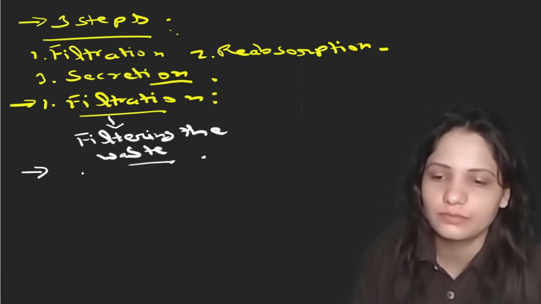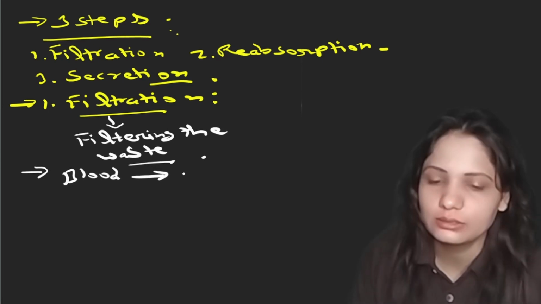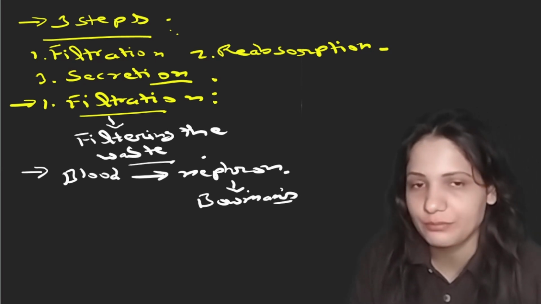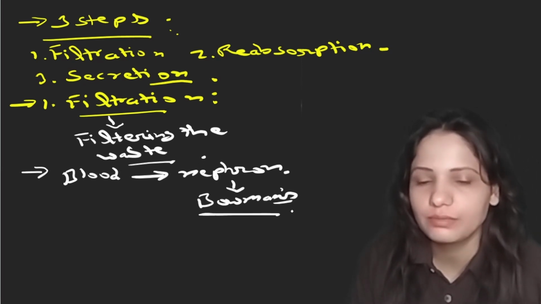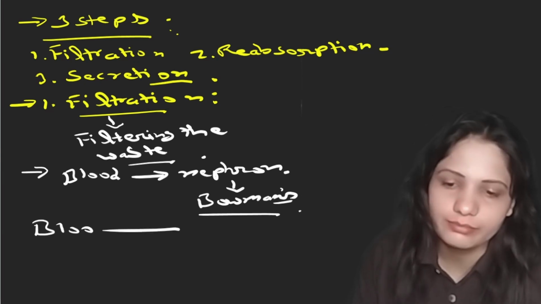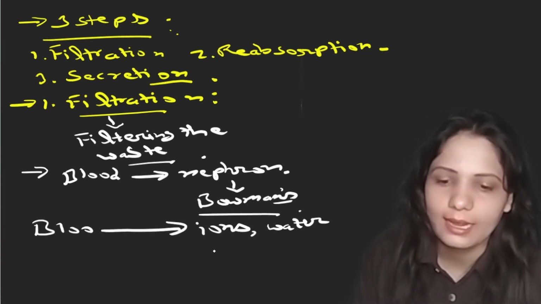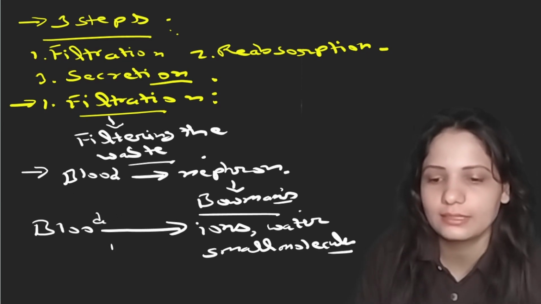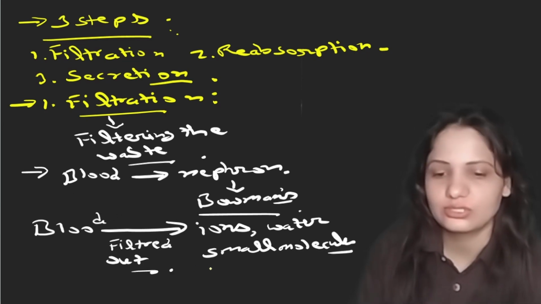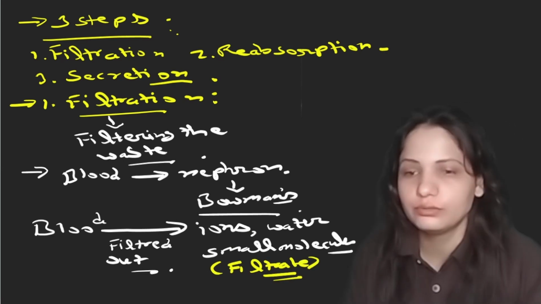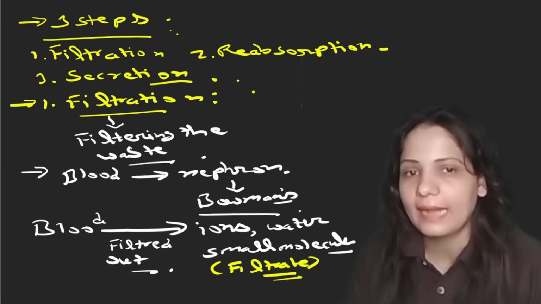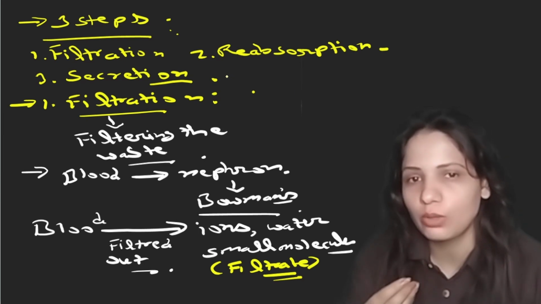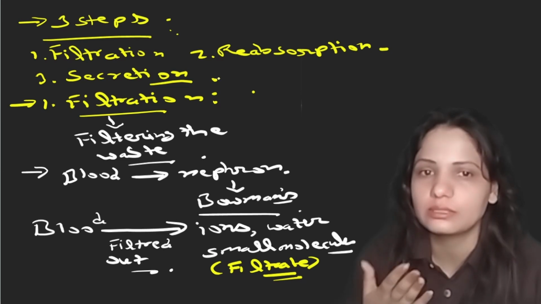In case of filtration, what will happen? Blood enters into the nephron, and in the nephron, the Bowman's capsule. And inside the Bowman's capsule, the glomerulus, this filtration will occur. And during the filtration, what will be filtered out? Ions, water, and small molecules will be filtered out. So here we can write filtered out, and this is our filtrate, the fluid which is filtered out from the blood, and that fluid contains water, certain ions, and small molecules, chemical compounds which were in excess inside the blood.